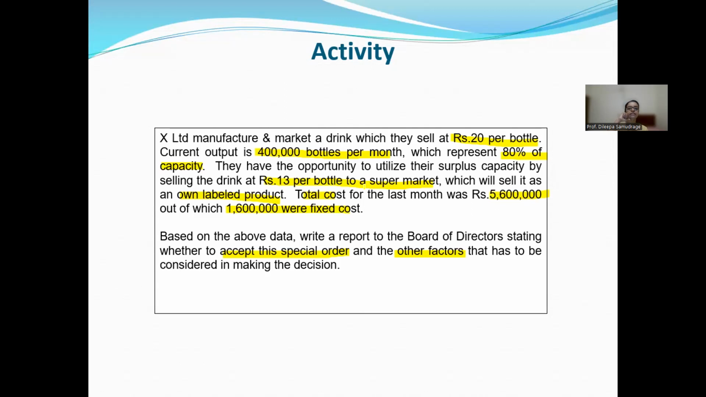How much is the variable cost? Others? Ten, right, correct? So how do you calculate that? Because you know, 4 million is the variable cost. So 4 million equals 400,000 bottles. So therefore, variable cost per bottle is 10, right? So give me 1 minute.